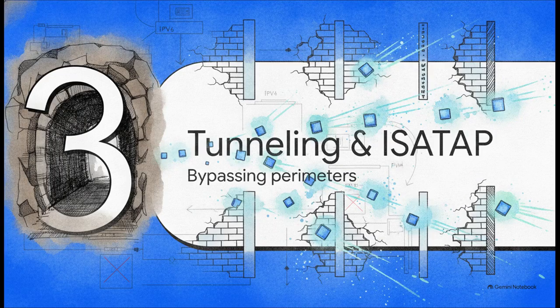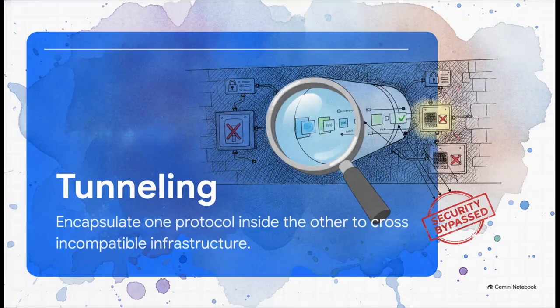Section 3. Tunneling and ISATAP vulnerabilities. Bypassing perimeter controls. If dual stack doubles your policy surface, tunneling actively attempts to punch holes right through it. Tunneling basically involves encapsulating one protocol inside the other to cross incompatible network infrastructure, kind of like a digital nesting doll. This typically utilizes mechanisms like Protocol 41.